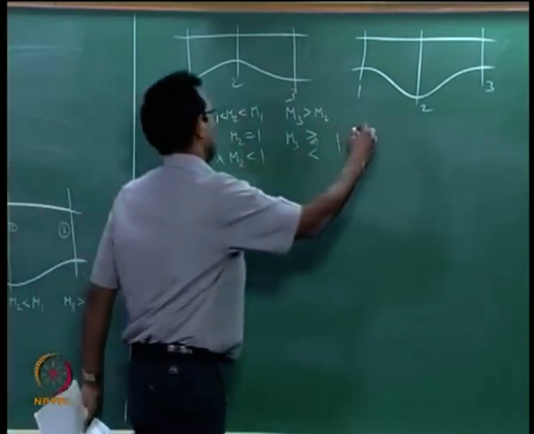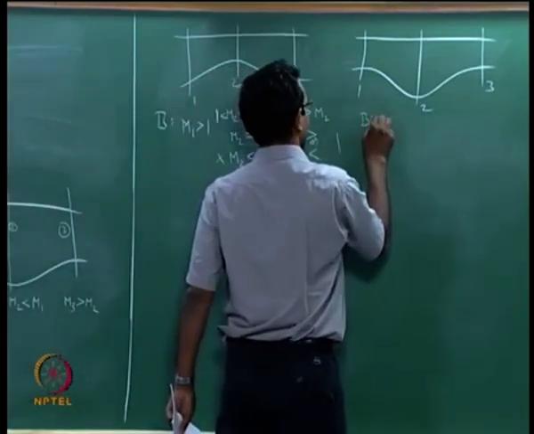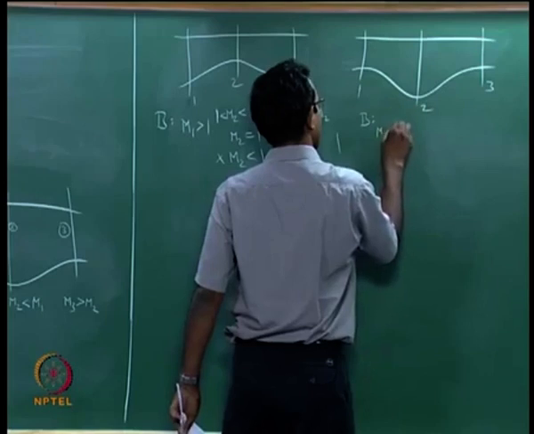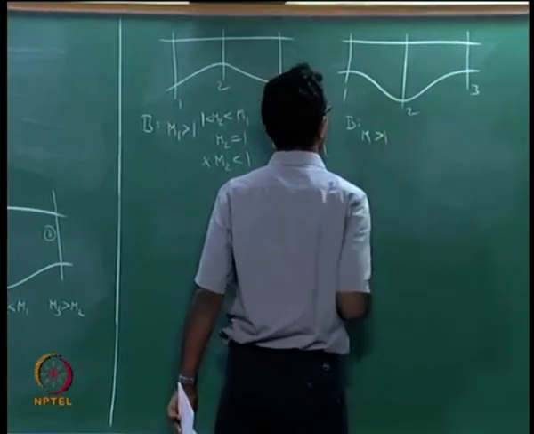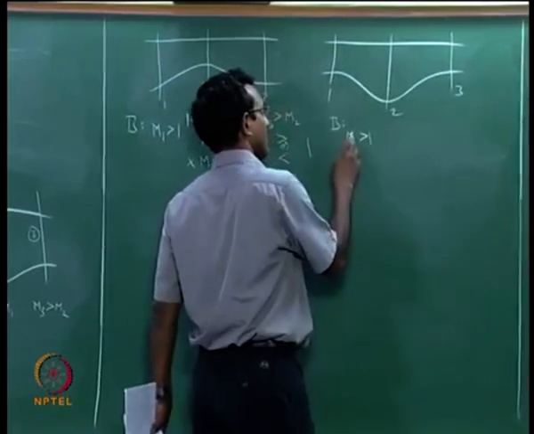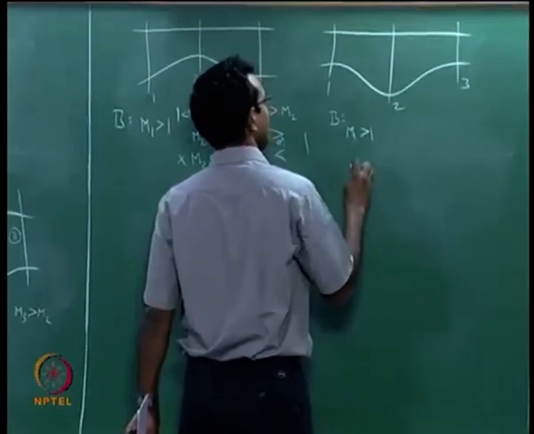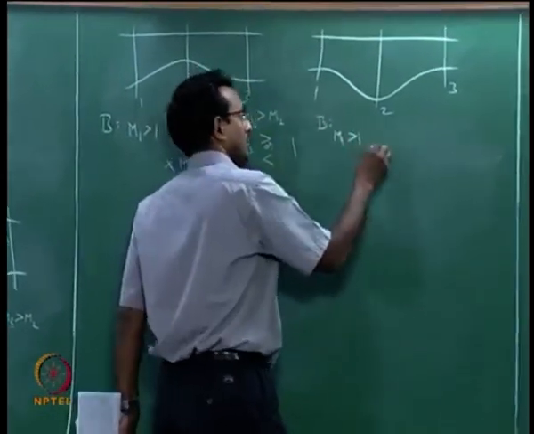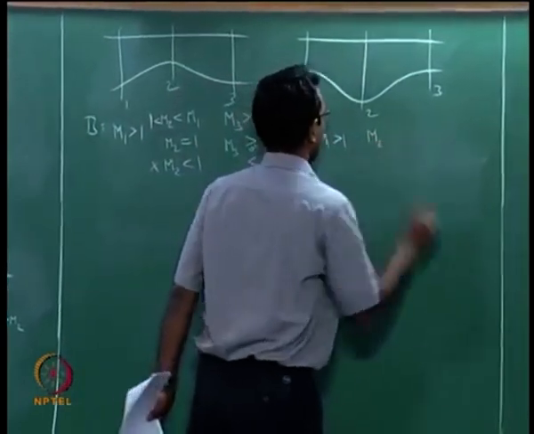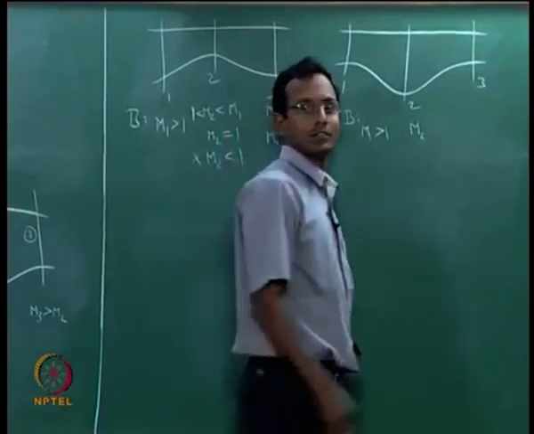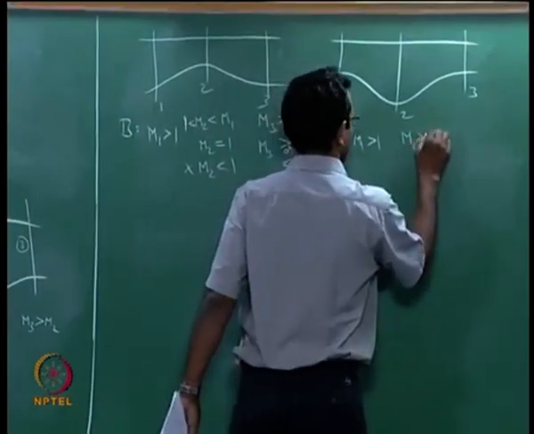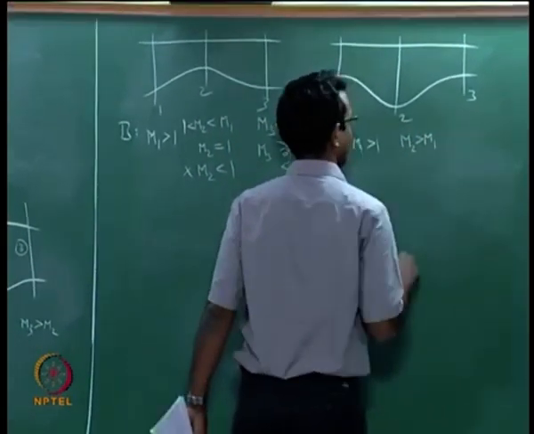What about the other system? If I have case B here, M1, we said greater than 1, I am going to pick. I am picking M1 greater than 1. What happens to M2? Supersonic flow diverging is going to increase, M2 greater than M1.